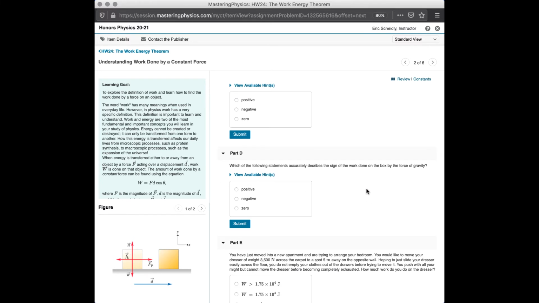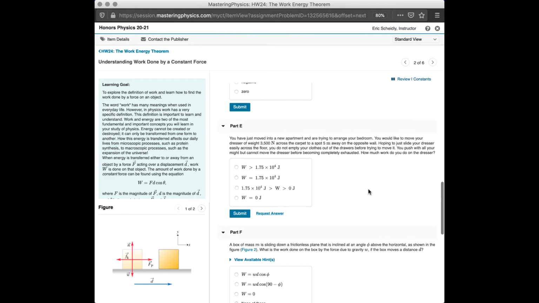You get the hang of this? It's fairly obvious. Which of the following statements accurately describes the sign of the work done on the box by the force of gravity? Here's the force of gravity, labeled as the weight. The force of gravity is perpendicular to the displacement. It does no work.